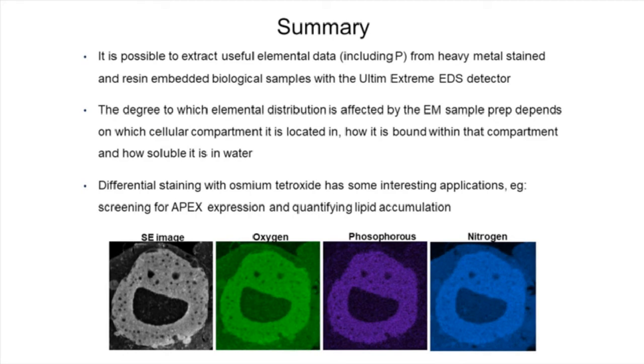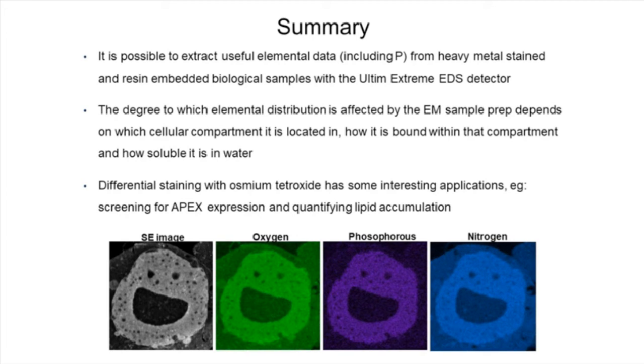In summary, it is possible to extract useful elemental data from heavy metal stained and resin embedded biological samples, but there are many factors which influence our ability to detect certain elements with EDS. For instance, the cellular compartment it's localized to and how it's bound within that compartment affects how susceptible it is to being extracted during the dehydration steps, even during freeze substitution, as does its solubility in water. So it really is a case of just giving it a go and seeing what you get.